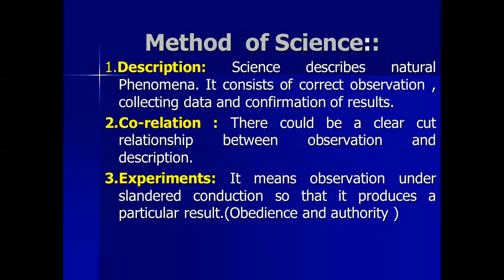The method of science is description. Science describes natural phenomena. It consists of correct observation, collection of data, and confirmation of results. Second, correlation: there could be a clear-cut relation between observation and description. With experiment, it means observation under controlled conditions so that it produces a particular result. Obedience and authority.